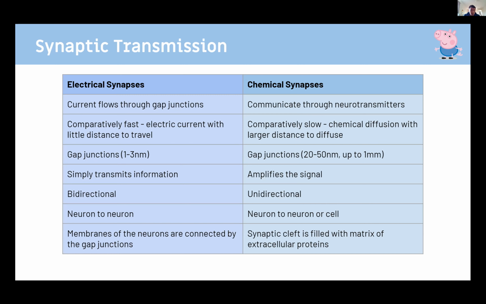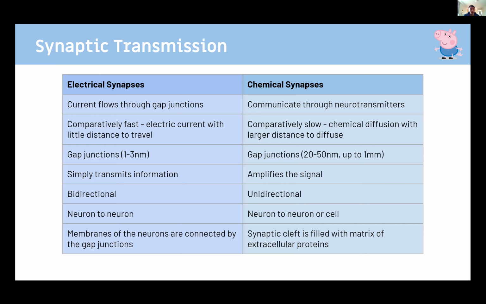Another thing to note is that in electrical synapses, the current can travel both ways. It could travel from the first neuron to the second neuron, but it also could travel from the second neuron to the first neuron. However, with chemical synapses, the neurotransmitters will only be sent one way. It won't be sent the other way. So it will always be the first neuron sending neurotransmitters to the second neuron. It won't happen the other way.